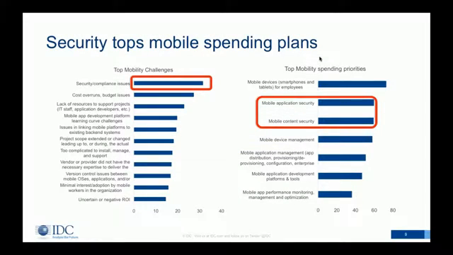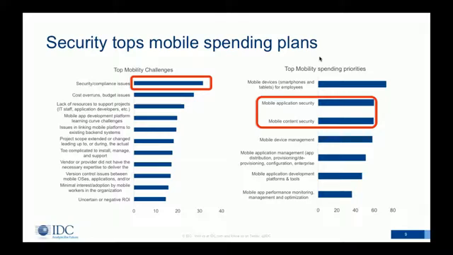So we talked about the specific security challenges that enterprises are seeing. If you look at the top challenges in general, beyond security, security is actually the number one issue most organizations say they face when doing a mobility initiative or rollout. It trumps cost overruns, lack of resources, and any other type of challenge you might see. Security comes out on top, and so it is really affecting the spending plans of a lot of enterprises on mobility.